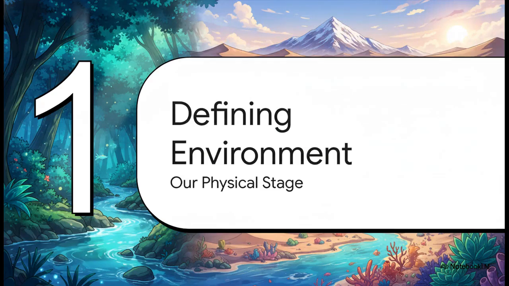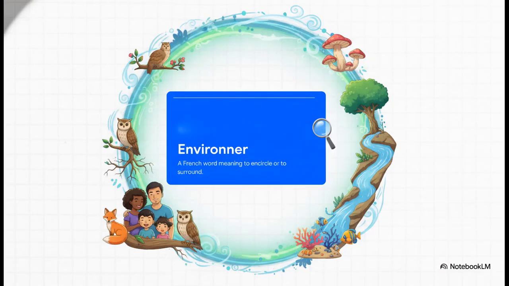All right, Section 1, Defining Our Environment. This is basically setting up our physical stage. Have you ever wondered where the word environment actually comes from? It roots back to the French word environner, which literally means to encircle or to surround. So it's not just the trees outside your window. It is the complete, inescapable context of a living being. It encompasses absolutely every single physical and biological factor that's going to interact with an organism during its entire lifetime.